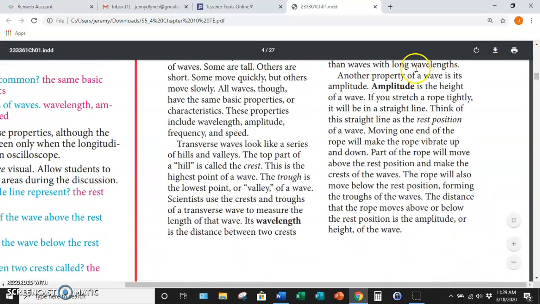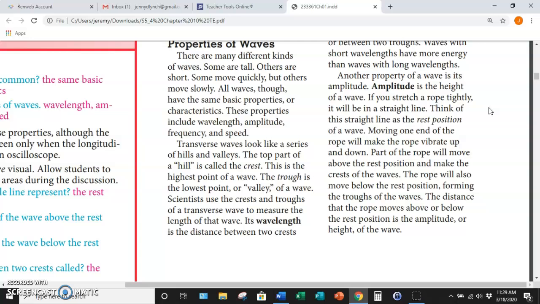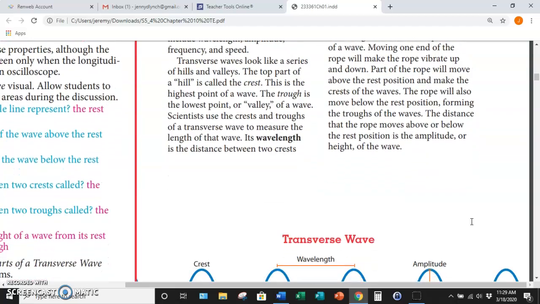Another property of a wave is its amplitude. Amplitude is the height of a wave. If you stretch a rope tightly, it will be in a straight line. Think of this straight line as the rest position of a wave. Moving one end of the rope will make the rope vibrate up and down. Part of the rope will move above the rest position and make the crest of the waves. The rope will also move below the rest position, forming the troughs of the waves. The distance that the rope moves above or below the rest position is the amplitude or height of the wave.